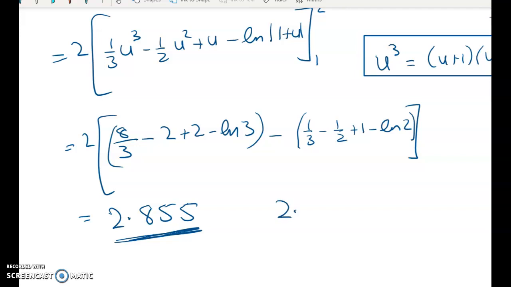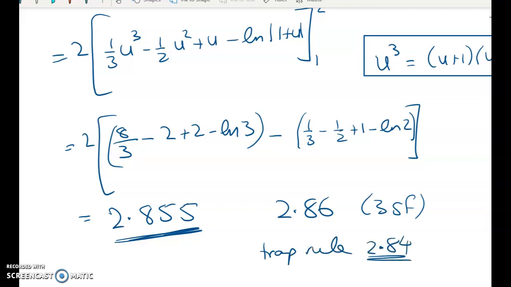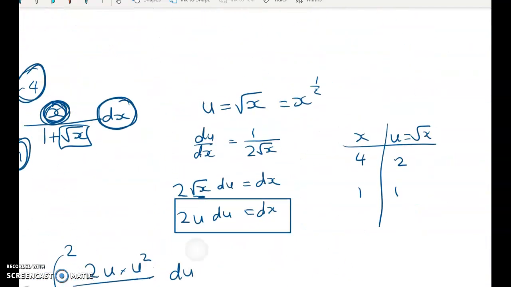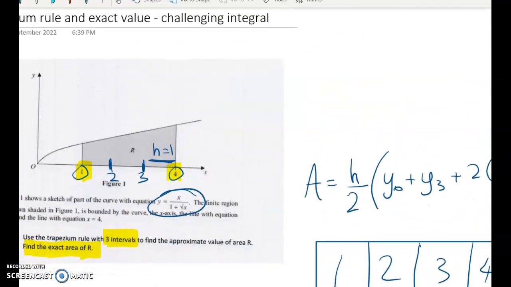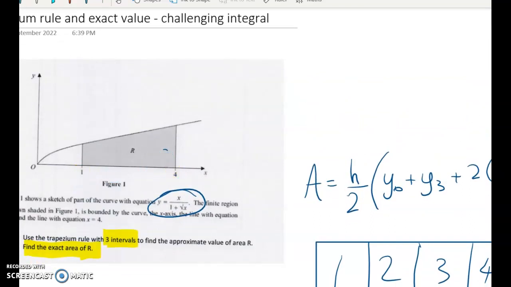Look, my value here is 2.86 to 3 sig fig, and my value with the trapezium rule is 2.84. And what I want you to see is why the trapezium rule is an underestimate, because it comes back to the shape of the curve. So let's go back to that graph. Now, it looks like it's nearly linear, but it's a very, very tiny bit curved.